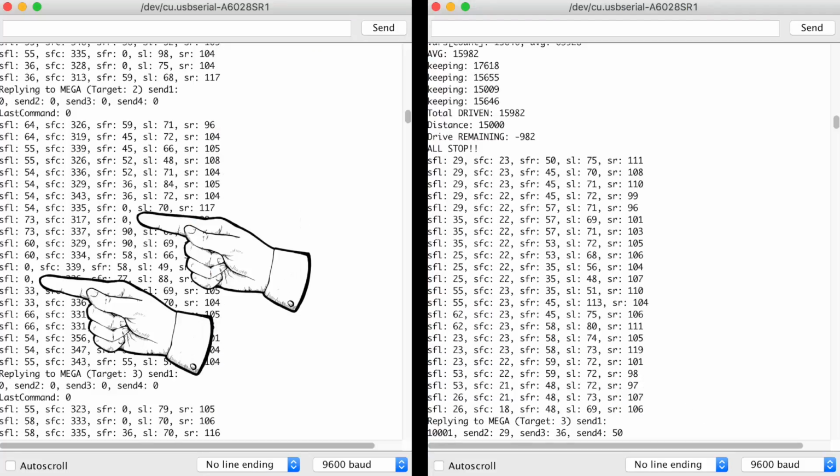So what you're looking at here are two outputs. Over on the left-hand side is where I want to draw your attention first. These are serial outputs from the Arduino Uno as ROVer's forward sensors are running. SFL stands for sensor front left, and SFR stands for sensor front right.